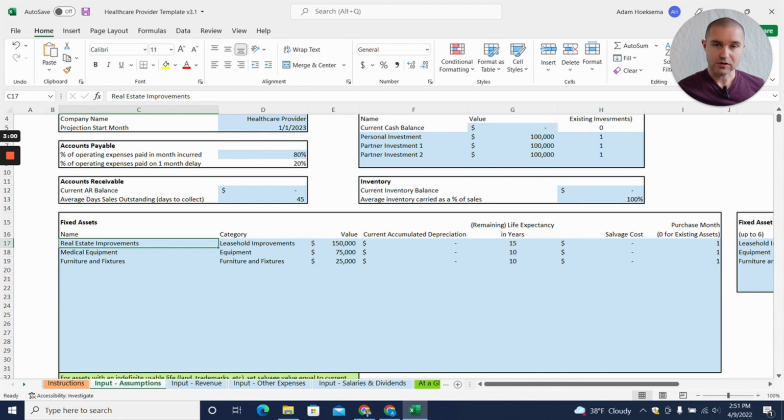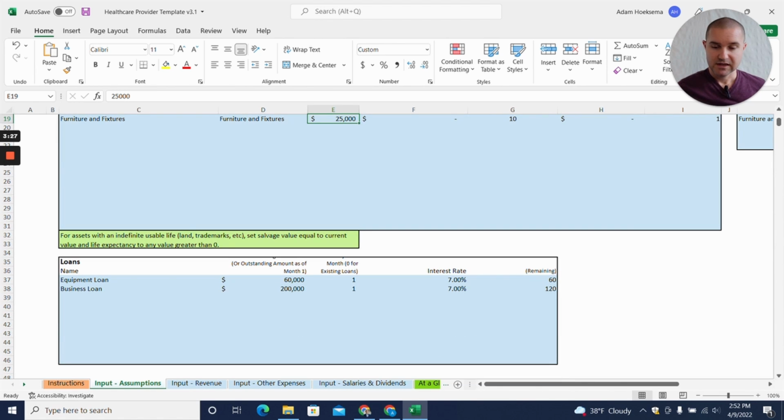And then your main startup costs here are leasehold improvements. We're assuming $150,000. Maybe you're going to rent some space, but you need to do a lot of work to get it ready for your particular model. And so we've got $150,000 there. We're assuming $75,000 worth of equipment that you'd need, and then furniture and fixtures of $25,000. Then we're also assuming you're going to be able to finance some of that equipment. So $60,000 of that equipment you're going to get an equipment loan for, and then let's assume a small business loan, maybe an SBA loan for $200,000.